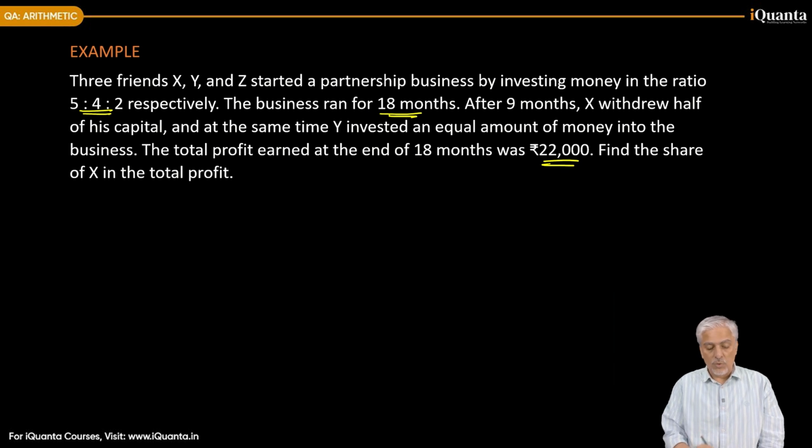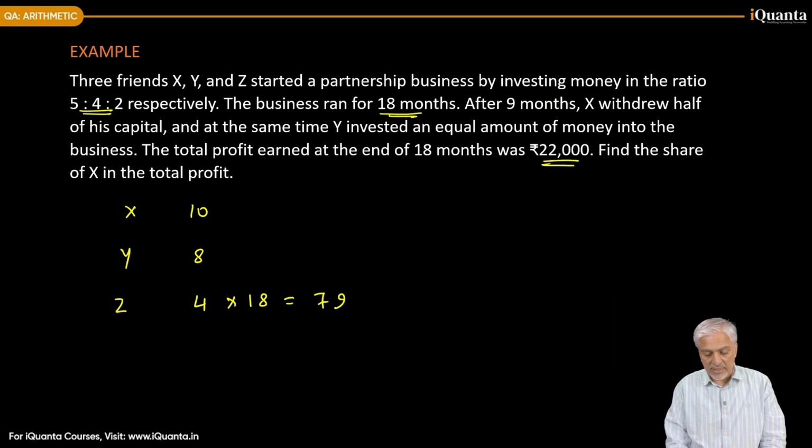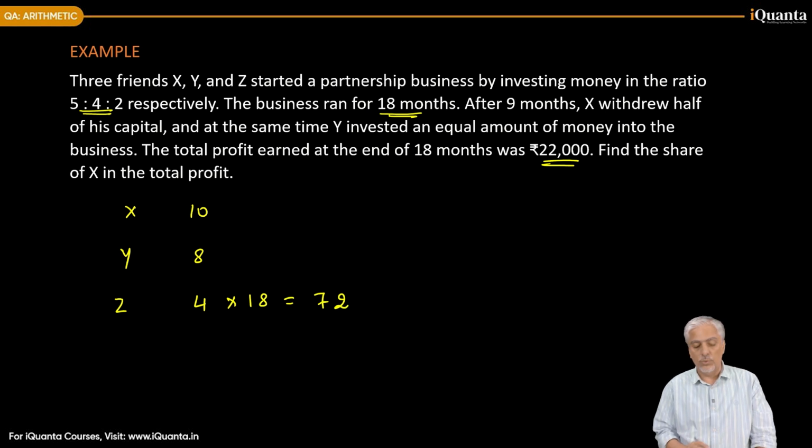Good question. Only thing, because X withdrew half of his capital, half of 5 will be a decimal. So instead of 5:4:2, I can make it 10:8:4. So I'll start with X, Y, Z as 10, 8, and 4. Z remains in the business for 18 months, so I don't have to do anything about Z. It will remain as it is, 72.